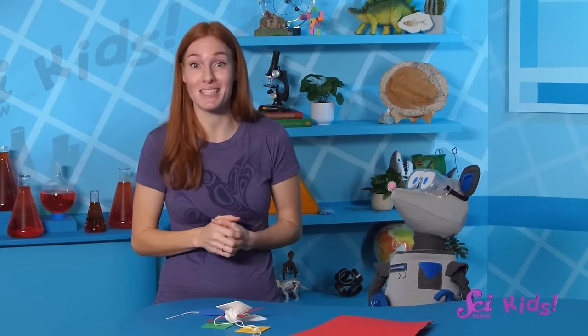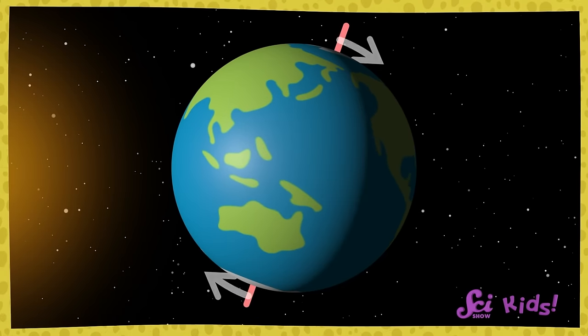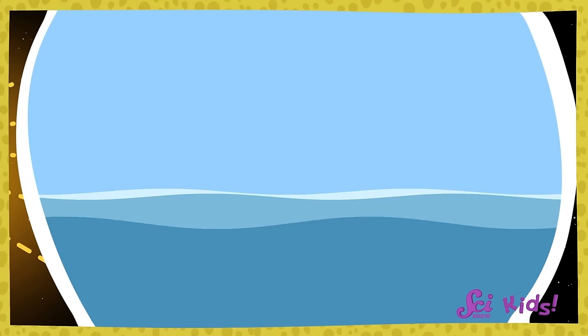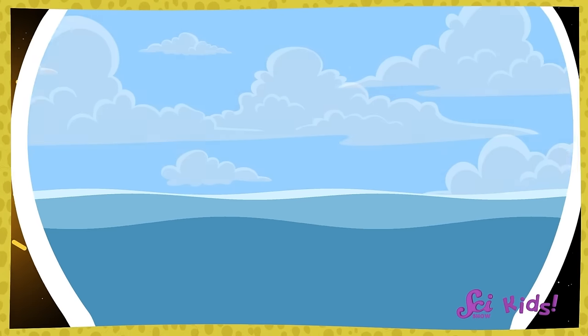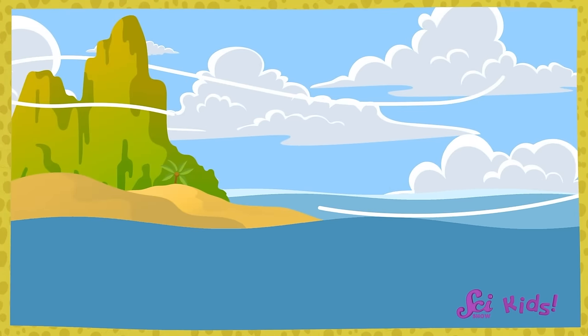The monsoon season happens for the same reason we have summer and winter here. As the Earth tilts, it changes how much sunlight hits the planet. When the sunlight is stronger on the ocean, it makes more water evaporate. That means that there are more clouds, and those clouds get pushed over to the land by air currents.